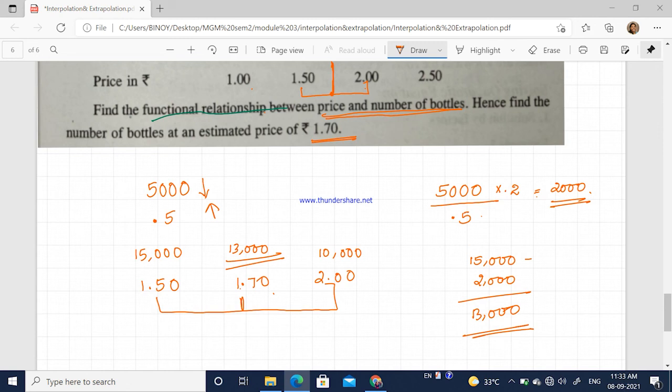Hope this is clear for you. In the next session we will be dealing with quadratic equations.